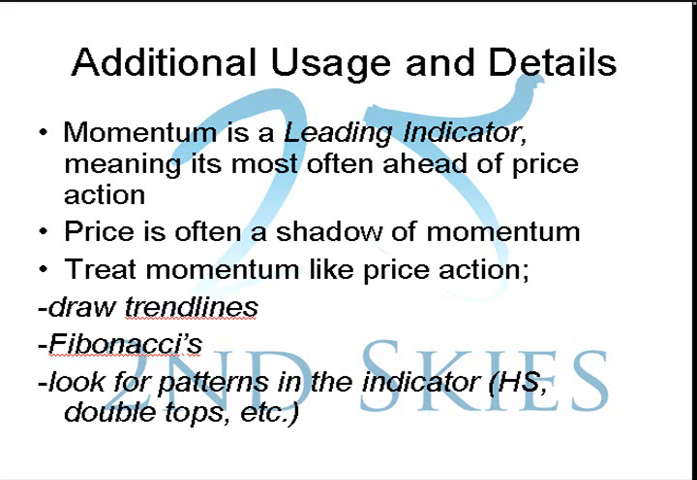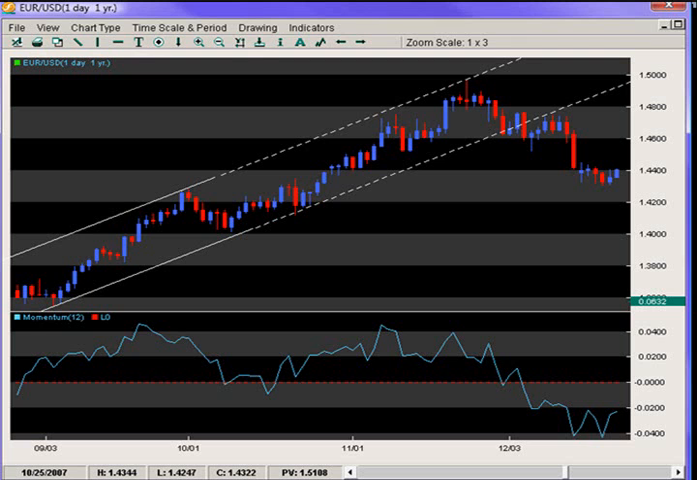Some additional usage for the momentum indicator: again, to repeat, it's a leading indicator, meaning most often it's ahead of price action. Therefore, price action is often like a shadow of momentum. And because it is very much like a mirror of price action, you can treat momentum very much like you do price action. Therefore, you can draw trend lines on it, you can draw Fibonacci's on it, you can look for patterns in the indicator itself, head and shoulders, double tops, etc.